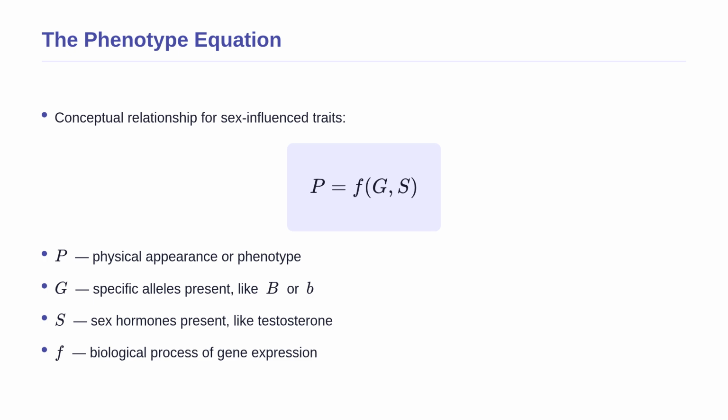What this formula tells us is that if you keep the genotype G constant, but change the hormonal environment S from male to female, the final physical output P will change completely. The exact same genetic input yields a different physical output when the hormonal multiplier shifts.